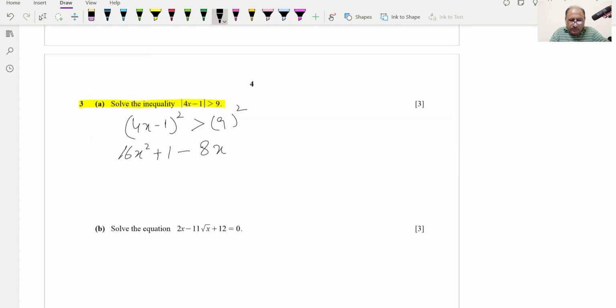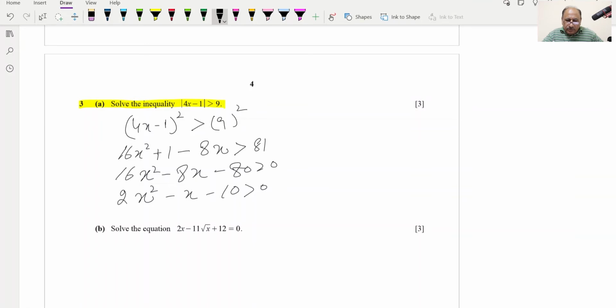so 8x minus 8x is greater than 9, 9s are 81, and we can shift 81 also to this side, so 16x squared minus 8x, and this will be minus 81 plus 1, so minus 80 is greater than 0. Now we can divide everything by 8, and our quadratic equation will become 2x squared minus x minus 10 is greater than 0. Now this is our quadratic equation, and we can factorize this quadratic equation.